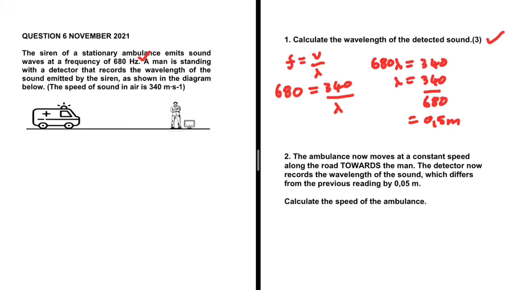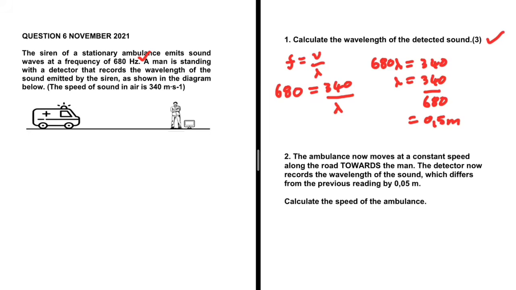The frequency which is emitted by the stationary ambulance is the same frequency which is detected by the detector because the ambulance is stationary and the detector is also stationary. There is no relative motion. So the frequency emitted is the same as the frequency which is observed by the listener, or detected by the detector in this case. That is the key to the first question.